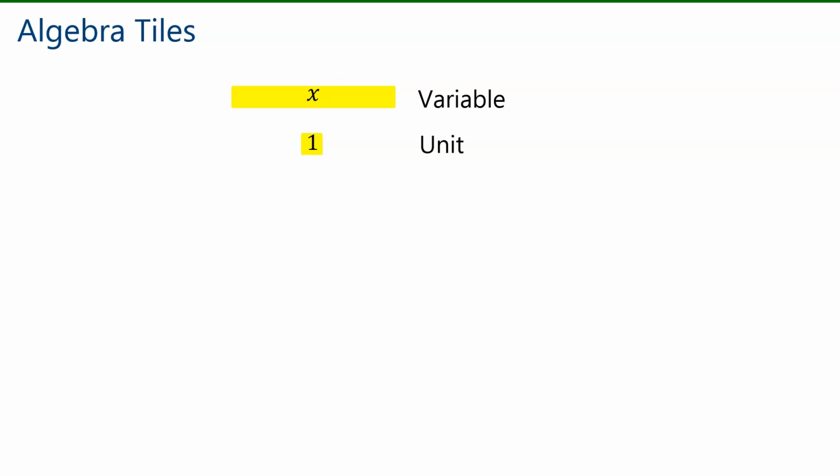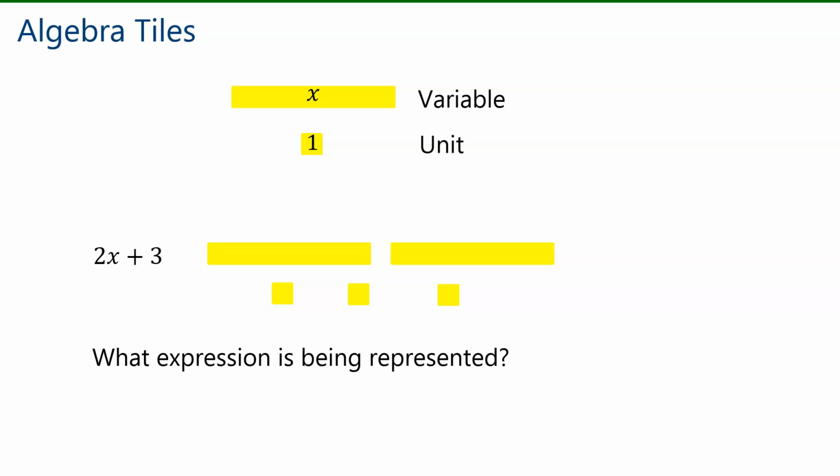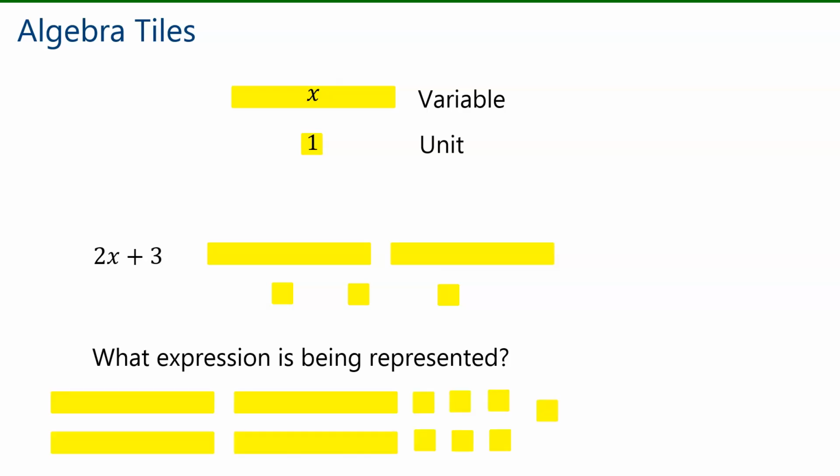Say you are trying to represent 2x plus 3. That would mean you would need 2 of the longer rectangular tiles and then 3 small square tiles. Now what expression is being represented here? You count them up. You count 4 of the x tiles and then 7 of the unit tiles. So you put it together to be 4x plus 7.